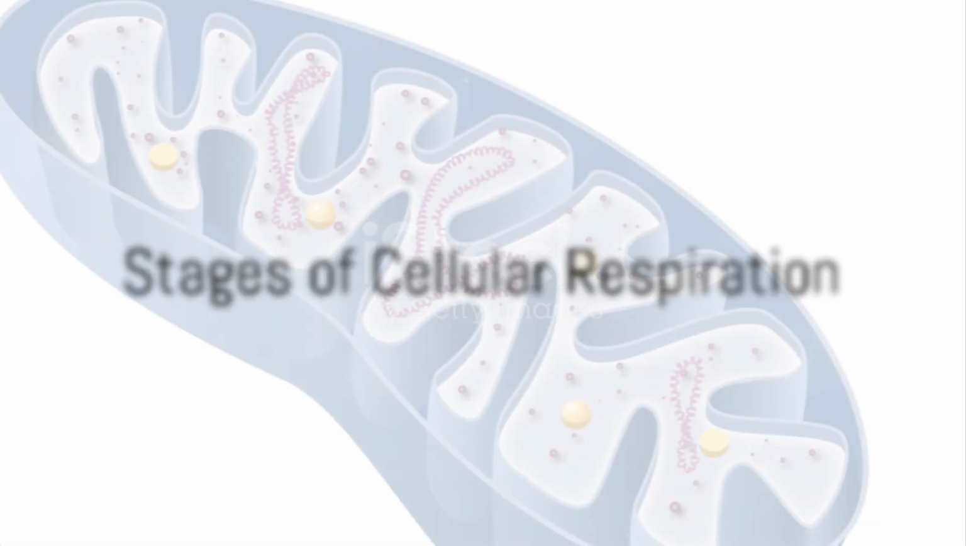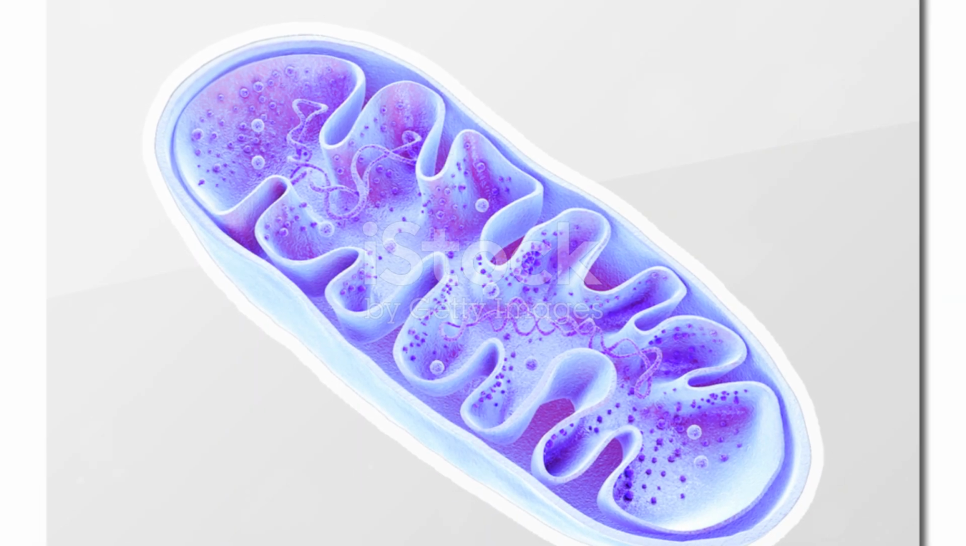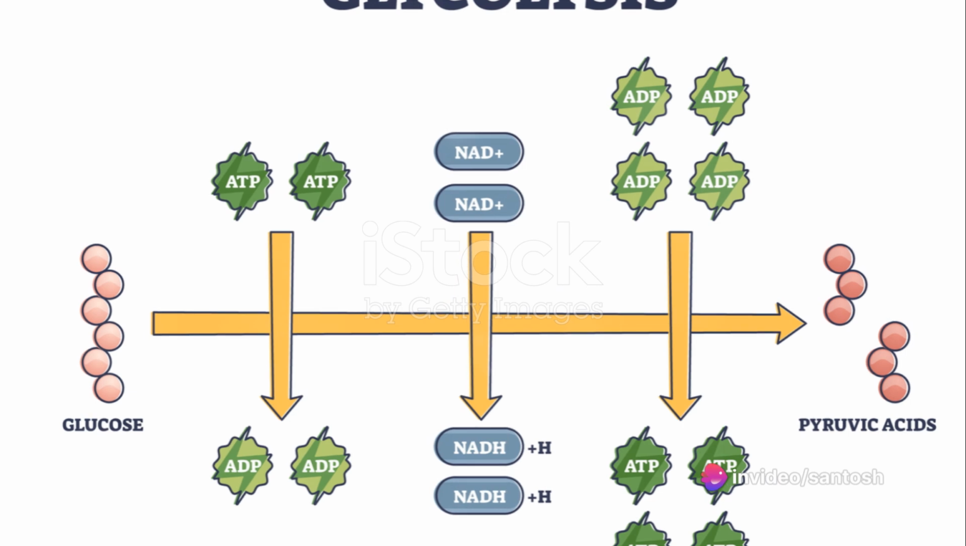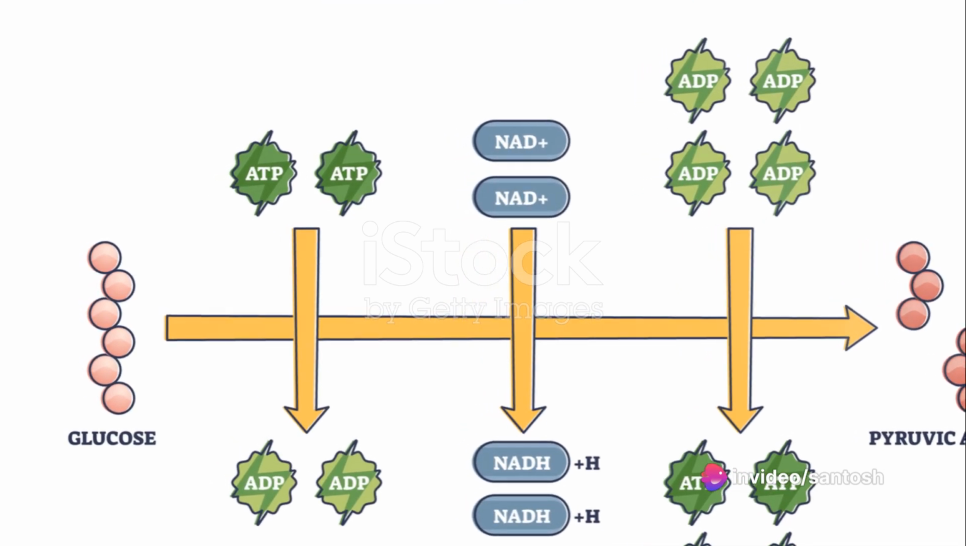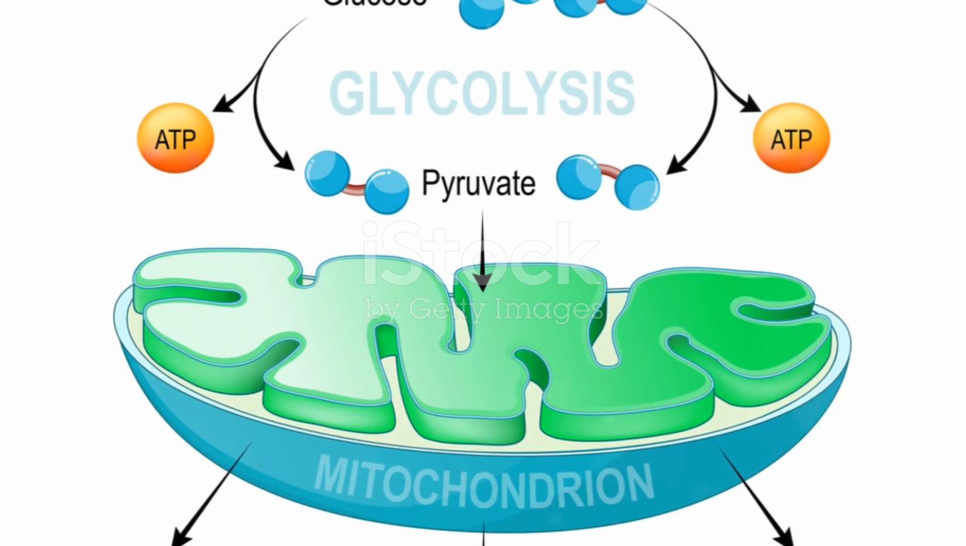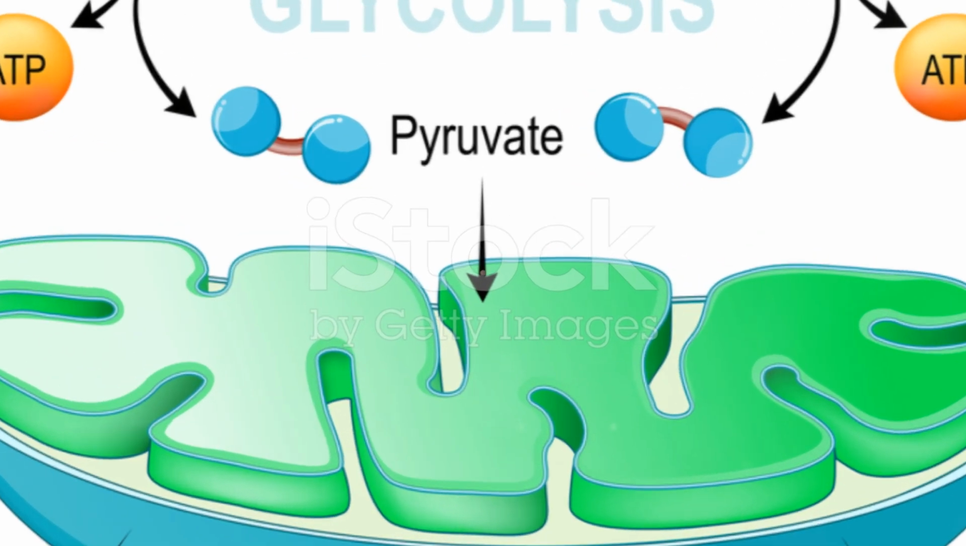The production of ATP in the mitochondria is a complex process involving a series of chemical reactions, collectively known as cellular respiration. Cellular respiration can be broken down into four main stages: glycolysis, the preparatory reaction, the citric acid cycle, and the electron transport chain.